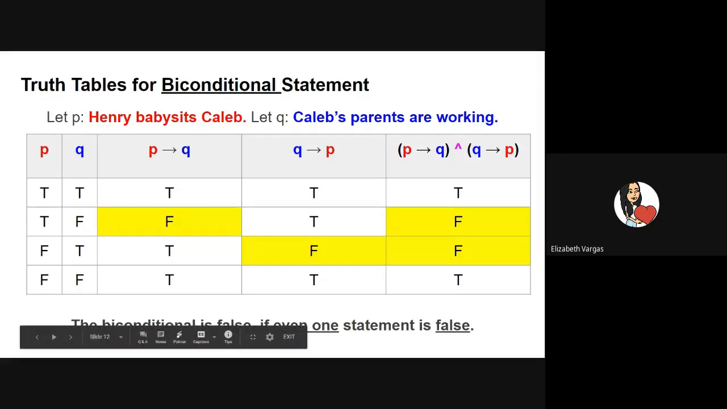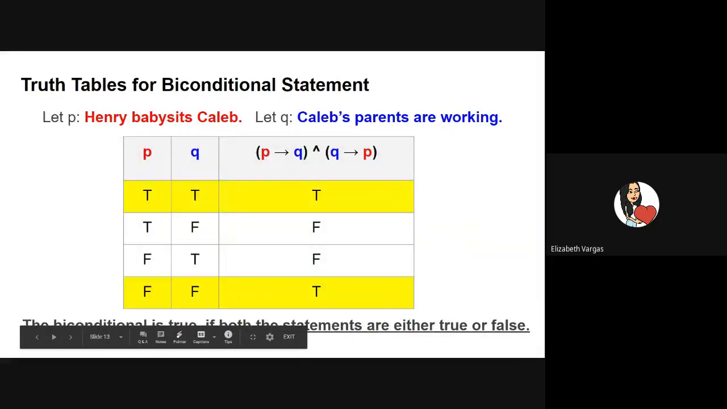Okay? And so when is our biconditional true? Well, our biconditional is true if both the statements are either true or false. So both of the statements have to be the same truth value. So true, true means true. False, false means true. But if they are not the same, true, false, or false, true, then it would be false. Okay. Any questions about this?